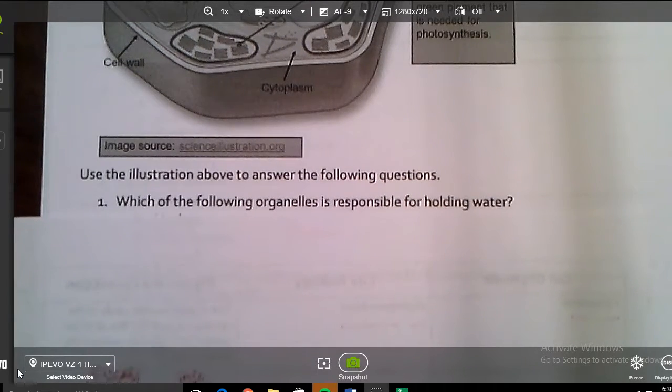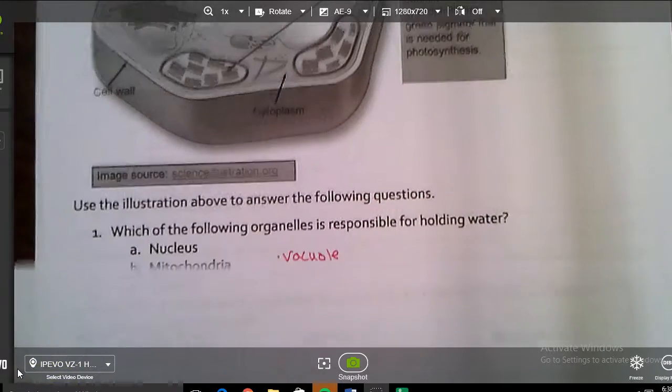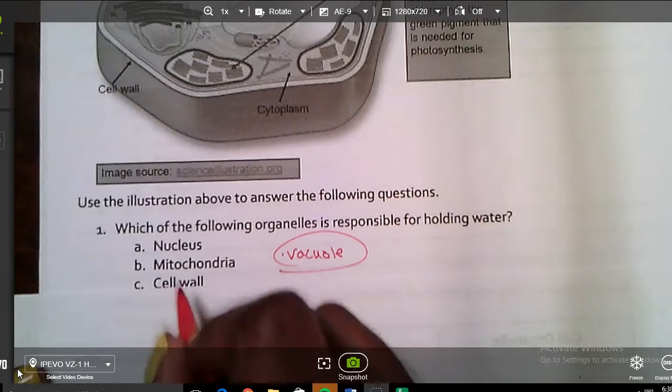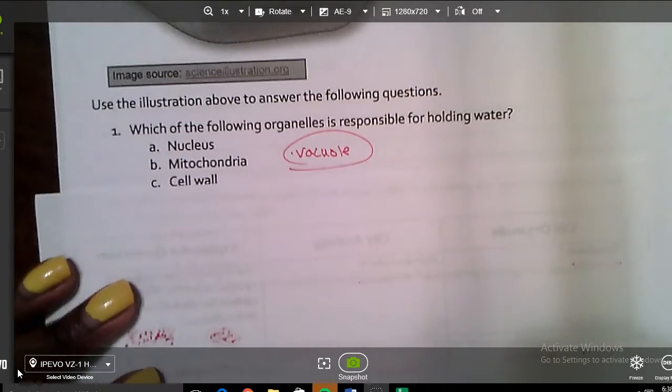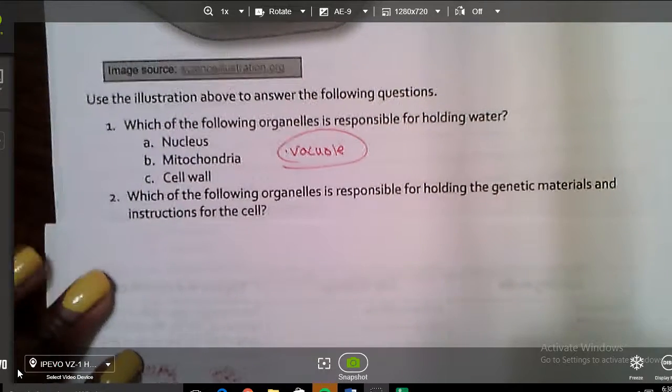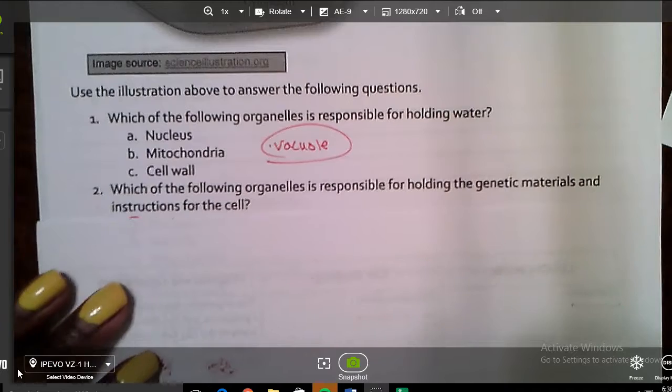It says, which of the following organelles is responsible for holding water? Whoops, the answer was not there. You should have written in vacuole. If you picked one of these answers, you're a dum-dum. Come on now, we've just been talking about it the whole class. I'm just playing, you're not a dum-dum. Some of you are. Which of the following organelles is responsible for holding the genetic materials and instructions?